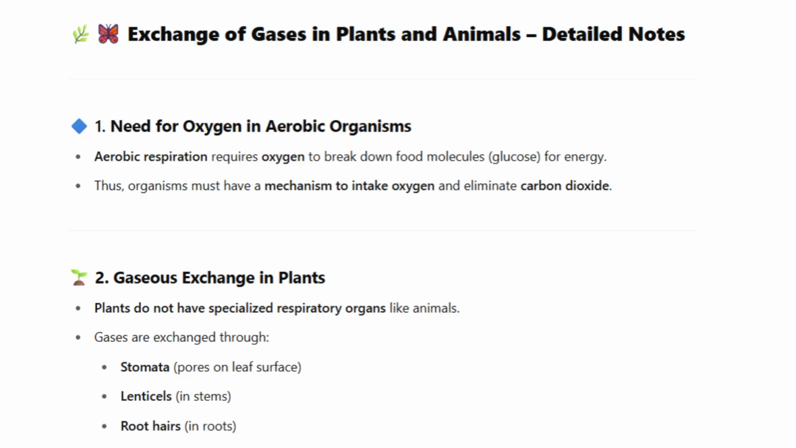Exchange of gases in plants and animals. Detailed notes. 1. Need for oxygen in aerobic organisms. Aerobic respiration requires oxygen to break down food molecules, glucose, for energy. Thus, organisms must have a mechanism to intake oxygen and eliminate carbon dioxide. 2. Gaseous exchange in plants.